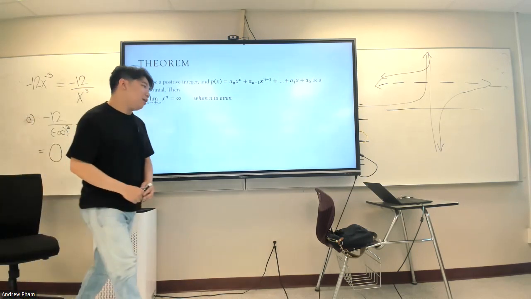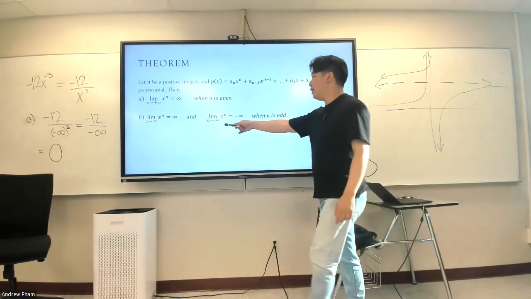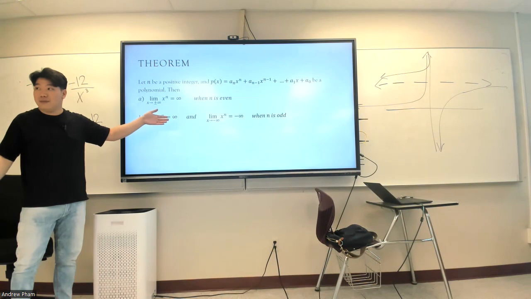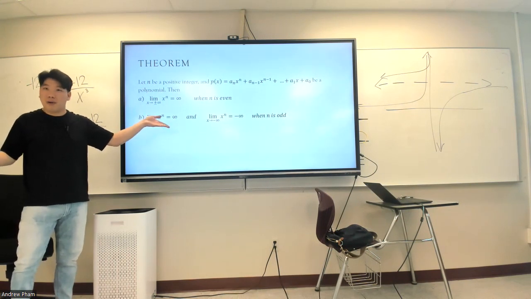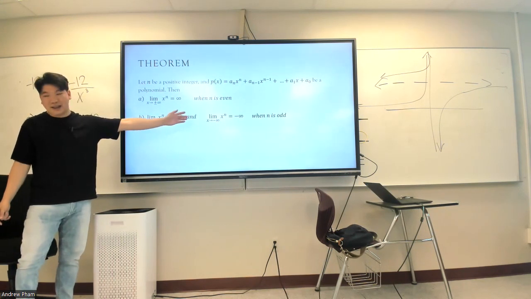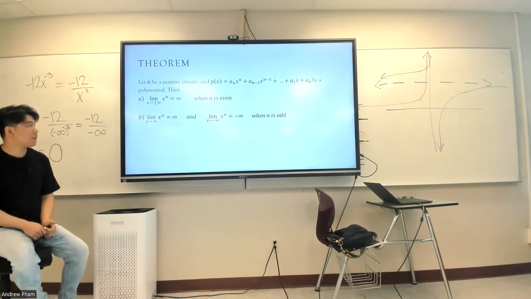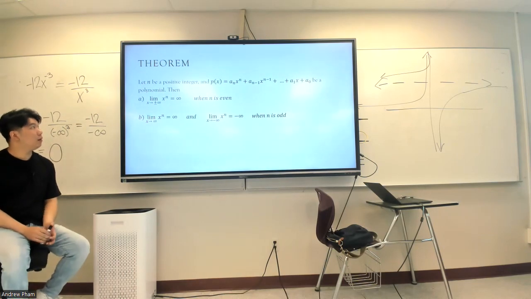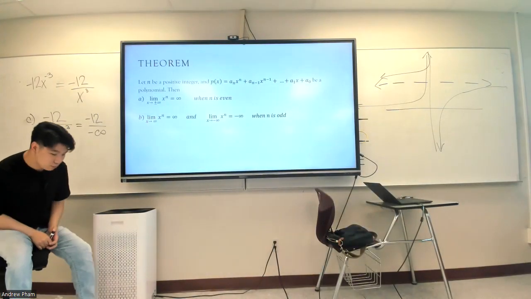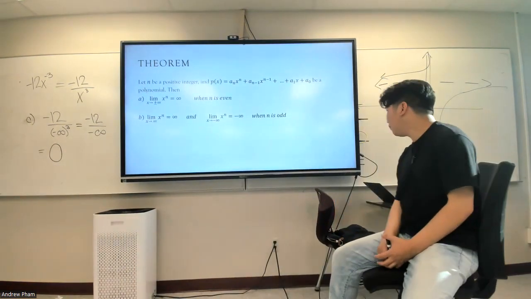Positive. So my second rule is that if I have an odd power and I'm doing positive infinity, then I stay positive because a positive cubed, for example, is still positive. But if I take x going to negative infinity, well, if I take a negative number cubed, that's still going to be negative. So this is part B of my theorem. In other words, it depends on what we're looking at.